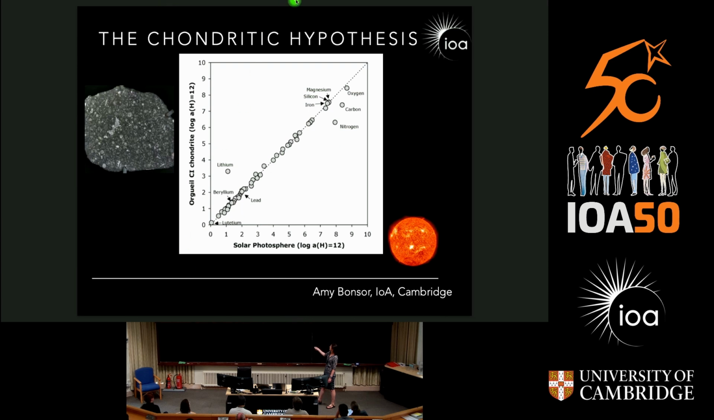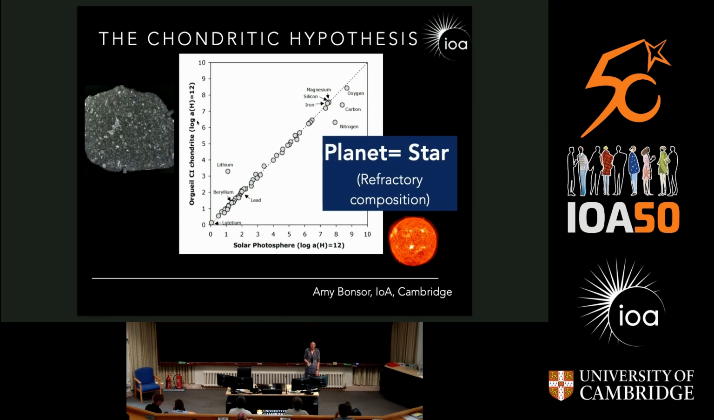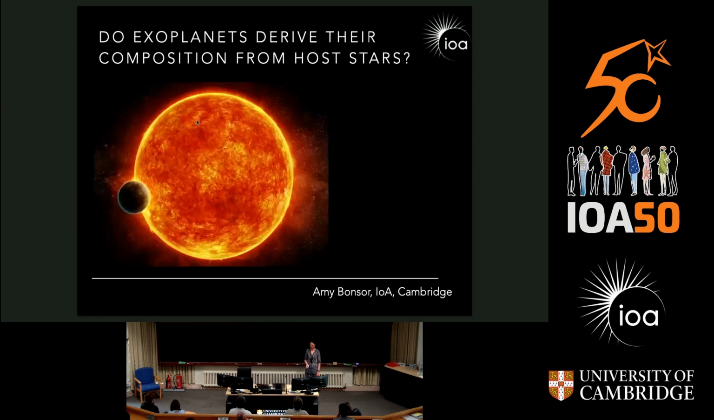And you can see that in general, for most refractory species, there's a really good match between these two. The match stops working when we get to the volatile species, and those are the ones that are really highly processed during planet formation. And what's nice is that, as a cosmochemist, we can use these chondrites to study different kinds of meteorites, and we can compare the composition of those meteorites to these chondrites in the context of this hypothesis, that they started off with this same refractory composition. So very simply, we say, well, maybe planet equals star in terms of refractory composition.